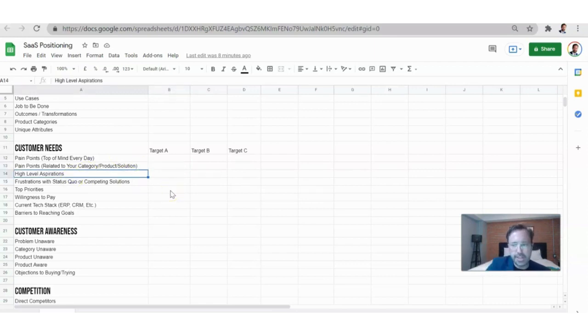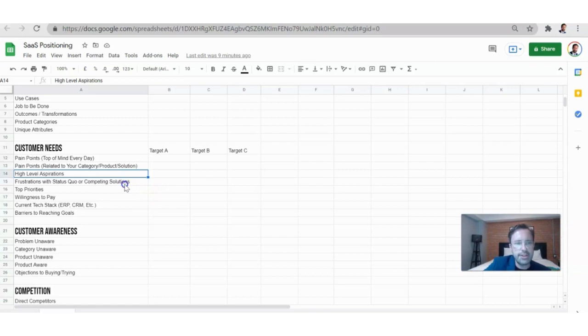And there's also the flip side. So often with positioning, we're focused on the negative. What is the problem that we're solving? But we also need to think about the high level aspirations. What do they want? What does a target customer really want? Do they want to be a $1 billion company? Is it an entrepreneur that just wants to retire with $1 million in his or her bank account? I don't know what it might be.